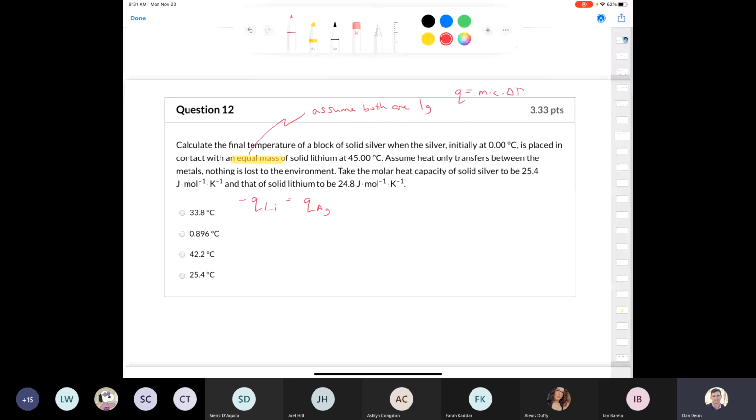Now, how would we do that? How would we calculate the C, or the specific heat capacity, for silver? Well, we know that the molar heat capacity is 25.4 joules per mole Kelvin, okay? And, sorry, I'm just double checking here.